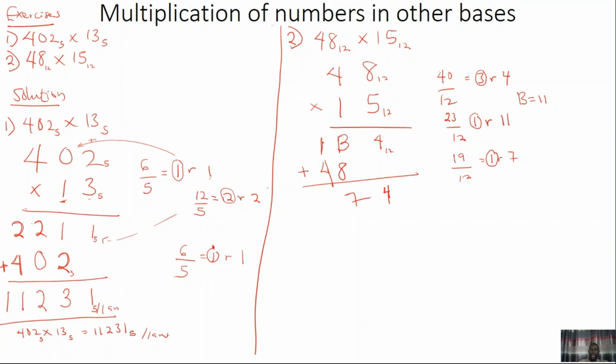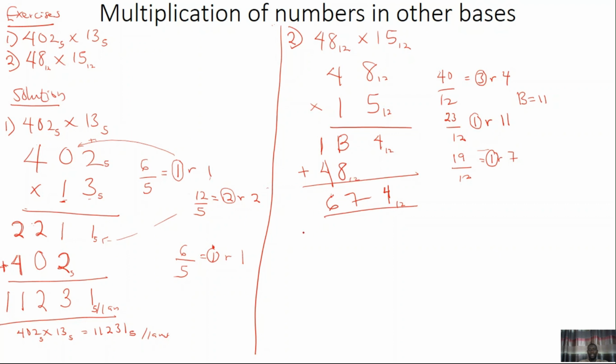Now let's move to the next operation. The next operation is 1 plus 4, that is 5, plus the 1 that we kept here. 5 plus 1 will be equal to 6. And because 6 is less than 12, we're going to write down 6 here. We don't need to divide it by 12. Let's move to the next one. Oh, there is no other number left. Therefore, our final answer will be 674 base 12. Don't forget that we are dealing in base 12.